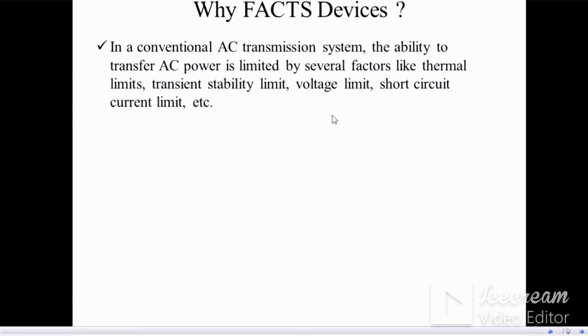So why are we actually studying about FACTS? Why is there a requirement of FACTS? So the first most important reason is, see, in a conventional AC transmission system, the ability to transfer the AC power is limited by various factors like thermal limit, transient stability limit, voltage limit, short circuit current limit, and etc. These limits define the maximum electrical power which can be efficiently transmitted through the transmission line without causing any damage to the equipments and the transmission line network.